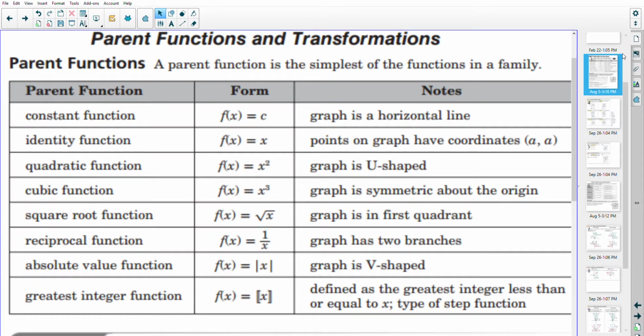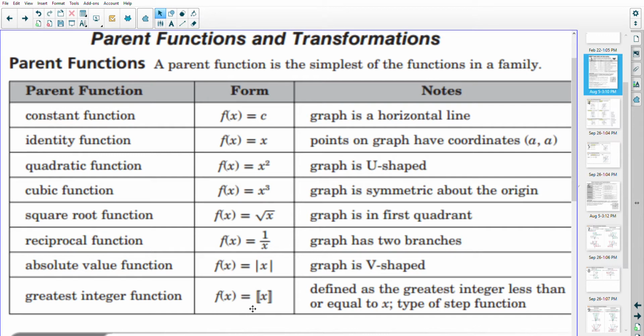Parent functions are the simplest form of a graph, and later we're going to be transforming those functions and manipulating them. So the basic types of functions are listed on the left. Notice this greatest integer function that may be relatively new. That just means it's the greatest integer less than or equal to the number that's provided.